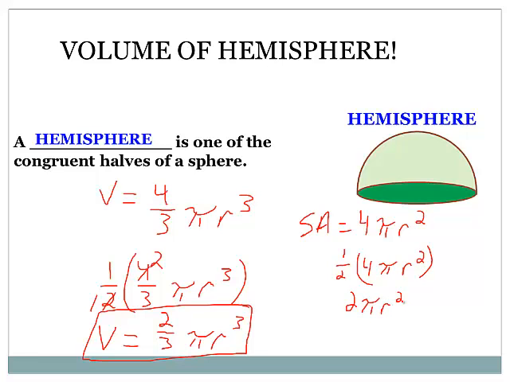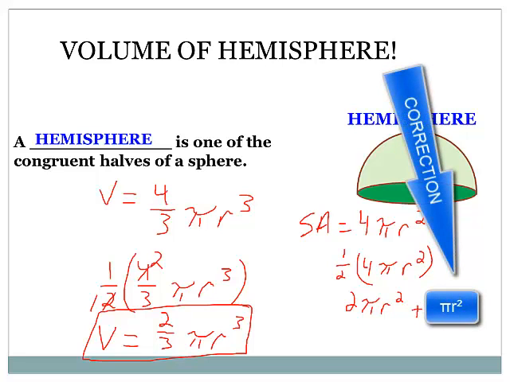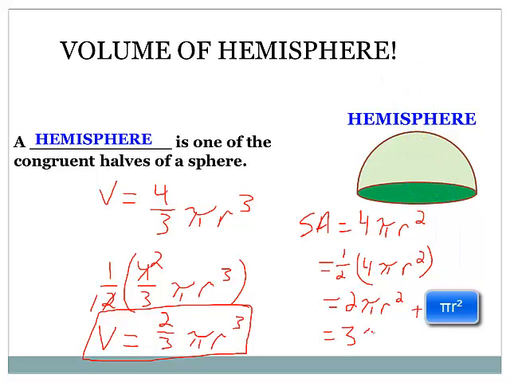But we need to remember, on the bottom we also have another circle, so we have to add another pi r squared, which would then give us the surface area formula of 3 pi r squared. So the surface area formula for a hemisphere is going to be 3 pi r squared.